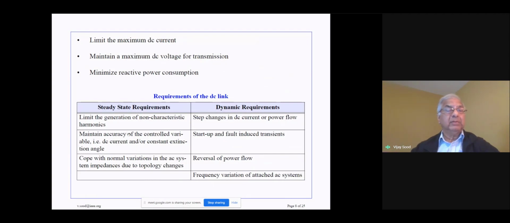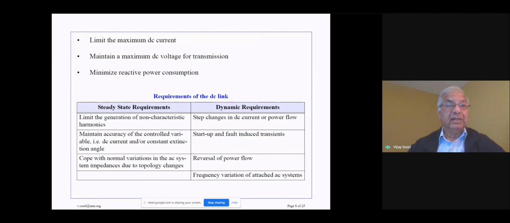Firstly, on the steady state requirement, one of the objectives of the controllers is to limit the generation of non-characteristic harmonics. Every converter generates harmonics. Normally, when you analyze the behavior of the converter, you see that the characteristic harmonics like the 5th, the 7th, 11th, and 13th, etc., are generated. These are the normal behavior of the converter. The non-characteristic harmonics are all the other harmonics, and we want to make sure that we limit the generation of those non-characteristic harmonics.